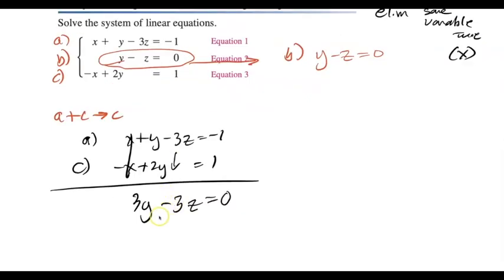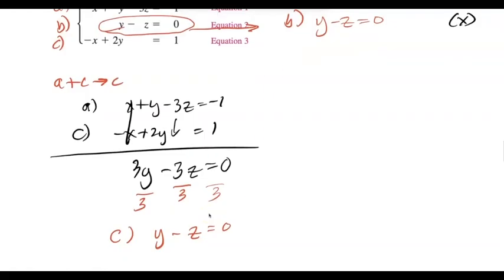We have this. If you really want to, you can also reduce it. You can divide it by 3. If you want to make it a little easier, we can always divide by 3. And we get an equivalent equation. C is going to be y minus z equals 0. That's my new c. Put that up here with the other new ones.